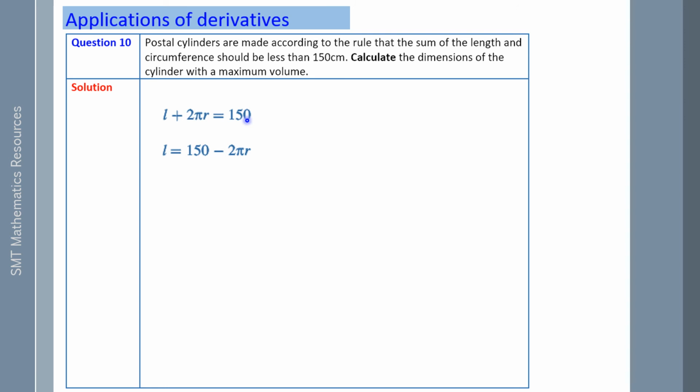I can rearrange that, make an expression for L, which is 150 take 2 pi r. That's equation 1. Equation 2 was that the volume of a cylinder is the area base times height, so it's pi r squared times height. That's the thing we've got to maximize. So that's equation 2. Now the height of a cylinder is its length. So what I've done is subbed in the length here for h, which is 150 take 2 pi r.